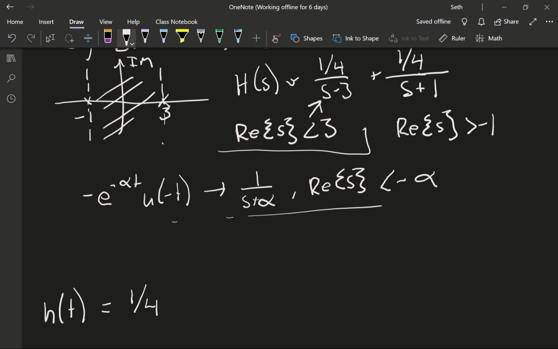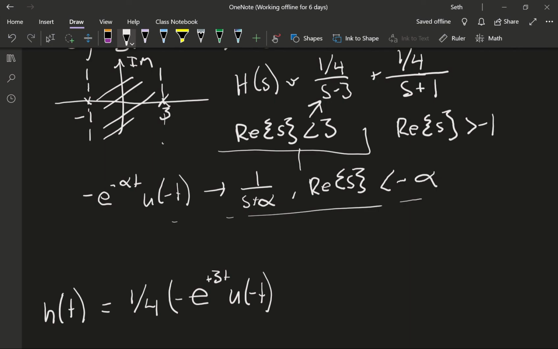This matches to here. In this case, alpha is -3, so if you put -3 in here, you would get real part of s is less than 3, so we get 1/4 times minus e to the, alpha is -3, plus 3, because they cancel out, t u(-t).